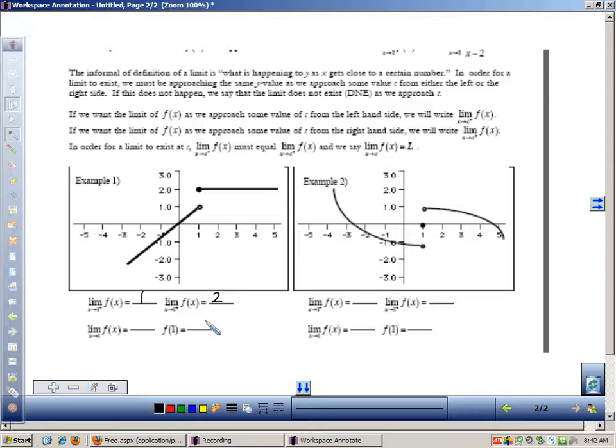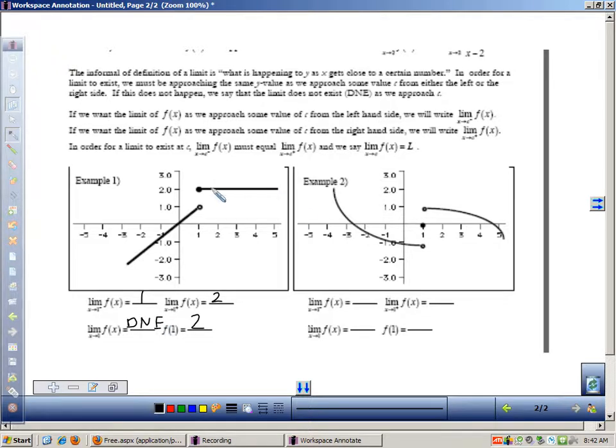What is the function value f of 1? It's 2 because we have a closed dot on 2. So the function equals 2 at x equals 1 because we have a closed dot on 2. What is our limit as x approaches 1? Is it the same coming from the left and the right? It's not the same coming from the left and the right, so my limit does not exist.